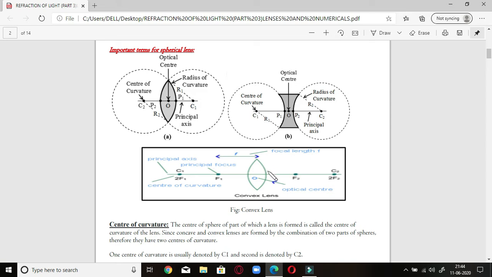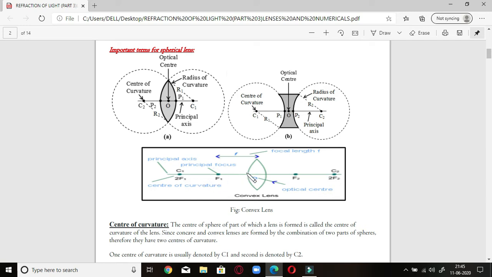Now let us see a magnified picture of it. This is a biconvex lens, and this is the optical center through which the principal axis passes. Now this is C1, the center of curvature of one surface, and this is the center of curvature of the second surface, C2. Half of the radius of curvature is the focus, right? That is why the focus lying on the left-hand side is written as F1, and the center of curvature, instead of writing C1, we write 2F1, because it is double that of the focus.